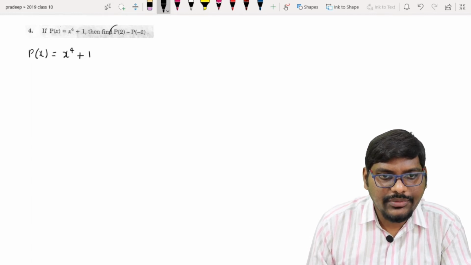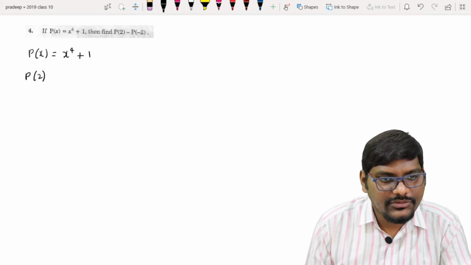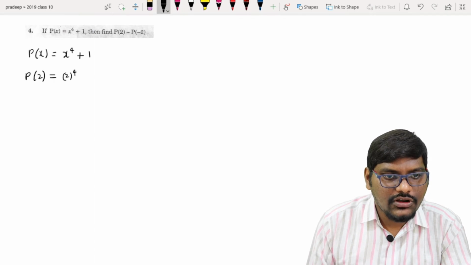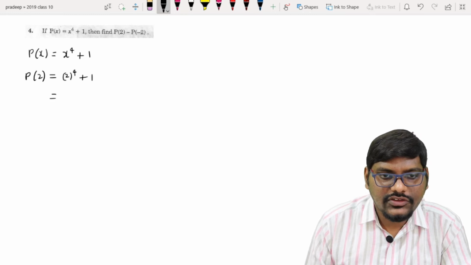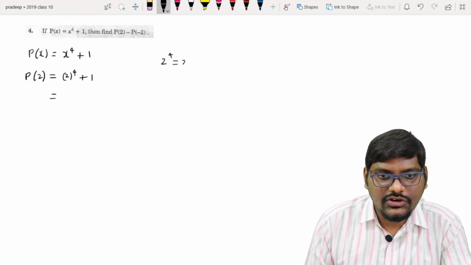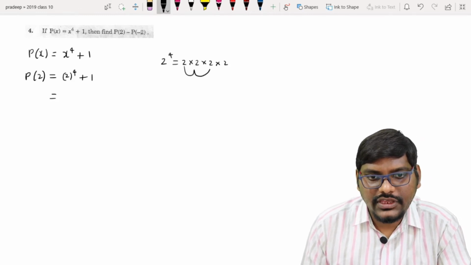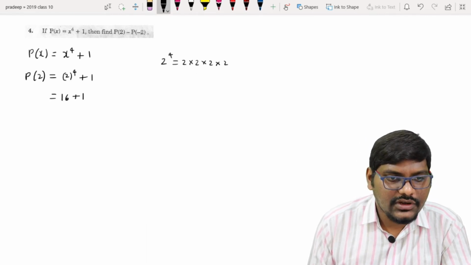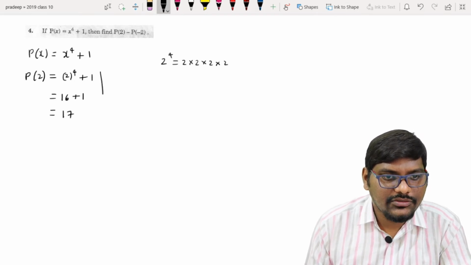So now they said p of 2, so we'll write that separately. So p of 2, in the place of x I'm just substituting 2. So now this is 2 power 4 plus 1. What is 2 power 4? 2 power 4 is nothing but 2 into 2 into 2 into 2, 2 multiplied 4 times. So 2 2s are 4, 4 2s are 8, 8 2s are 16. So it was 16 plus 1, which is nothing but 17. This is p of 2.